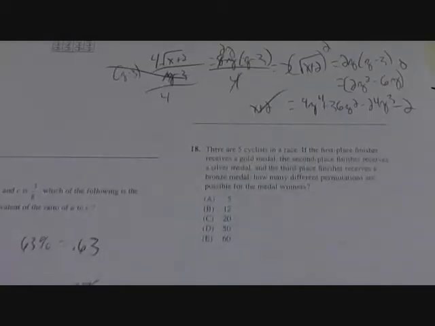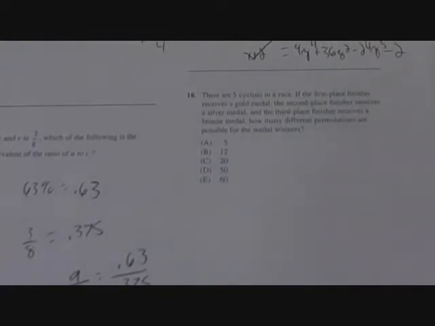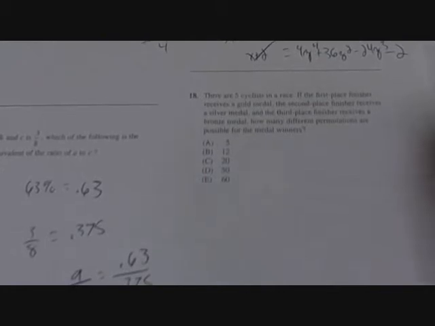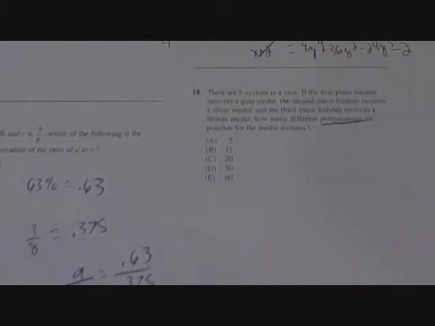Alright, number 5. There are 5 cyclists in a race. The first place finisher receives gold, second silver, third bronze. How many different permutations, keyword permutation, are possible for the medal winners?